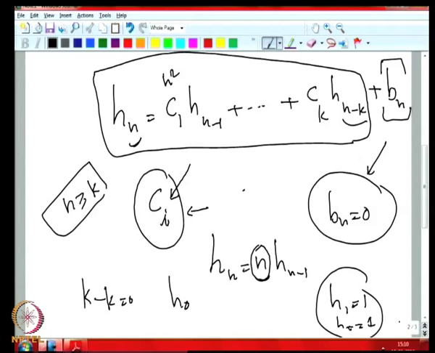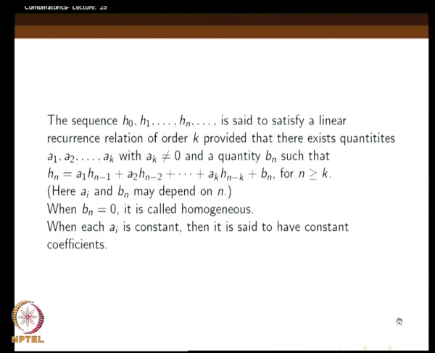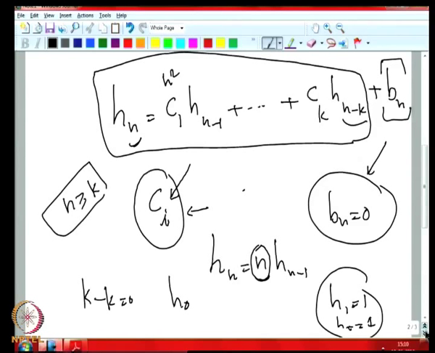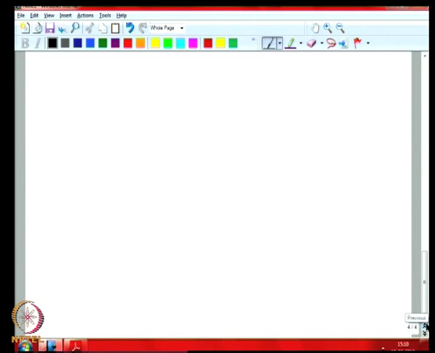Now the next thing is to see how a general solution can be obtained for this. The key technique we are going to learn is like this: we will introduce a notion called the characteristic equation of the recurrence relation.